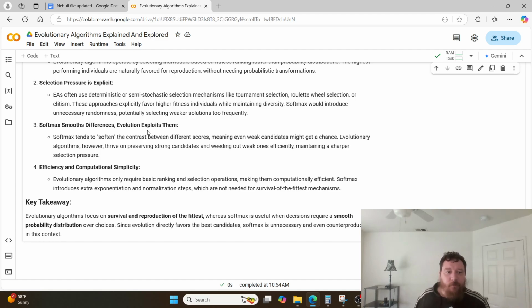Efficiency and computational simplicity. Evolutionary algorithms only require basic ranking and selection operations, making them computationally efficient, whereas softmax introduces exponentiation and normalization steps, which are not needed for survival of the fittest mechanisms. The key takeaway here is that evolutionary algorithms focus on survival and reproduction of the fittest, whereas softmax is useful when decisions require a smooth probability distribution over choices. Since evolution directly favors the best candidates, softmax is unnecessary and often counterproductive in this particular context.